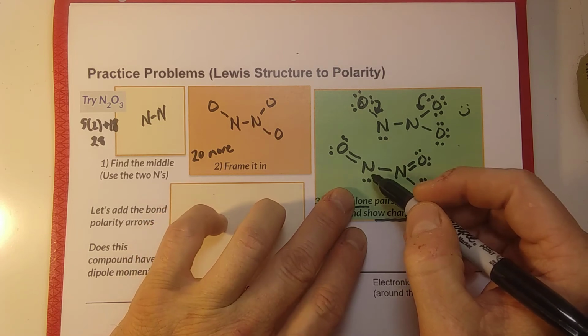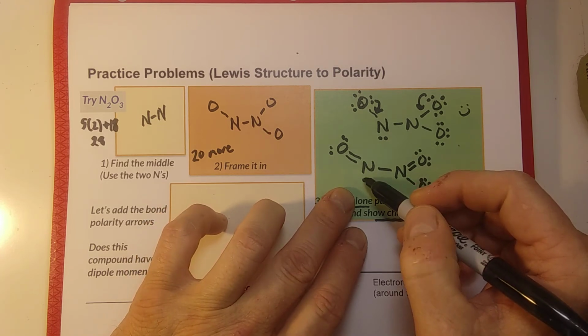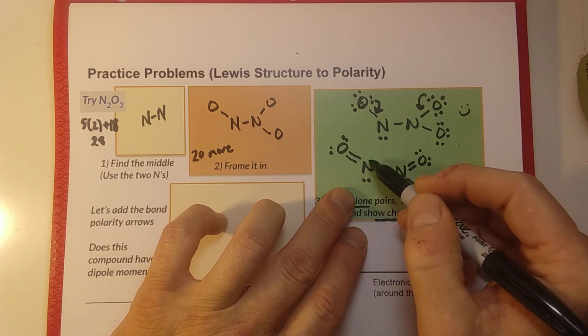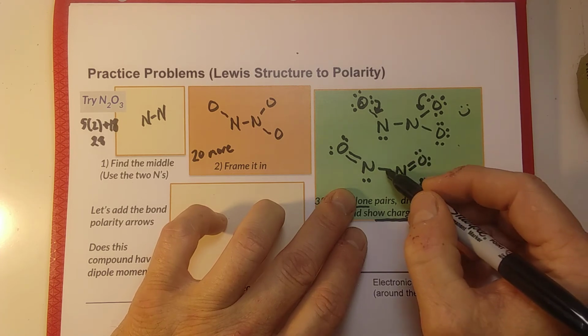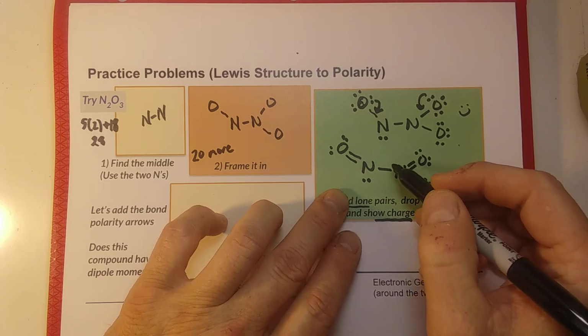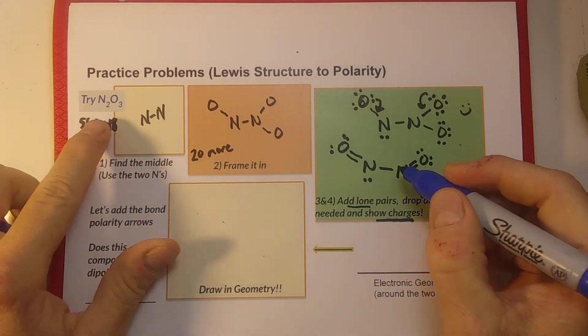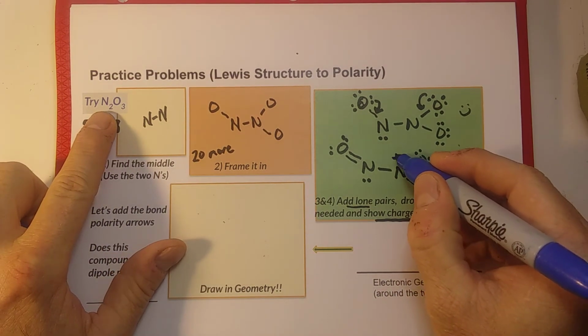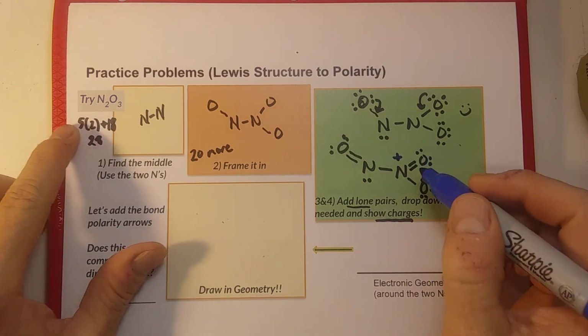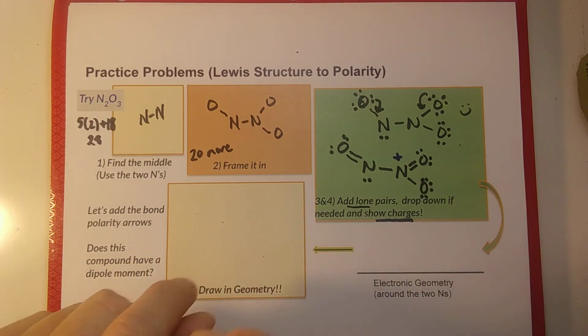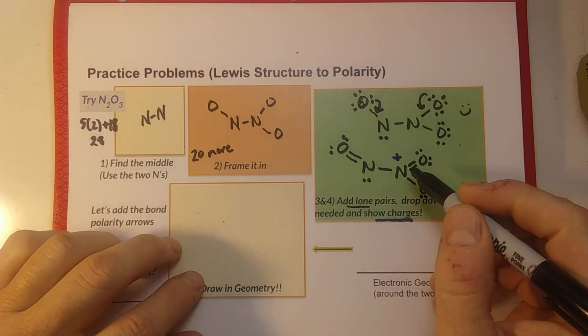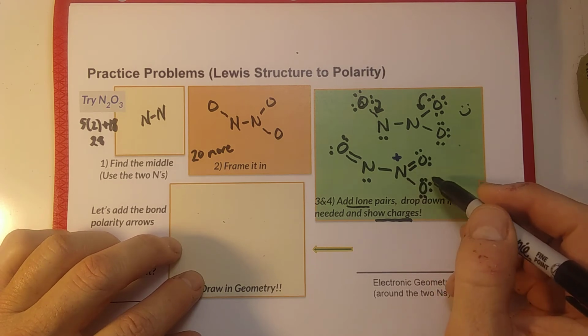This nitrogen is also happy. It has 3 bonds off of it and 8 electrons around it. But this one, we notice, has 1, 2, 3, 4 bonds around it, so it has a positive charge. Now looking at this formula, I saw that there was no charge shown on it overall, so there has to be a counter charge, a negative charge somewhere. And we have that right here.